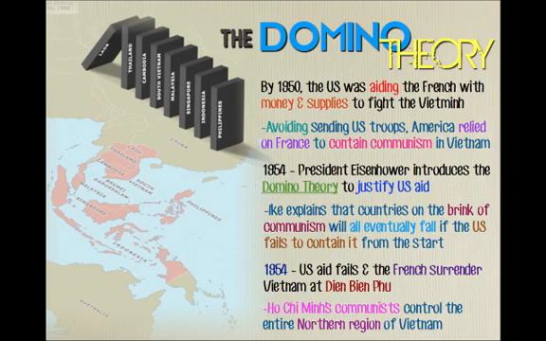In 1954, the U.S. aid fails and the French surrender Vietnam at Dien Bien Phu. Ho Chi Minh's communists control the entire northern region of Vietnam. So France does not win. The Vietnamese people succeed in their revolution, so to speak. But right now, the Viet Minh are just in control of northern Vietnam.